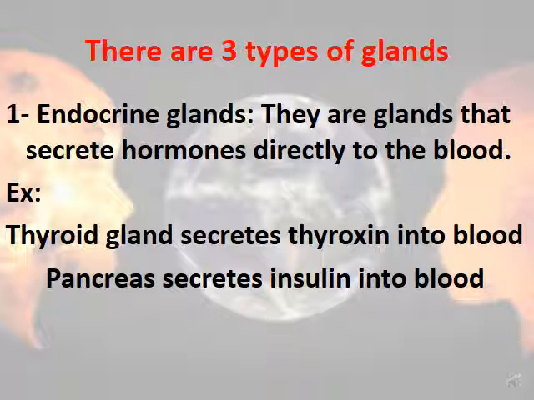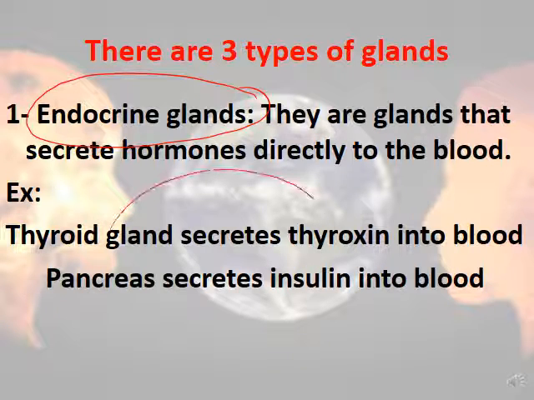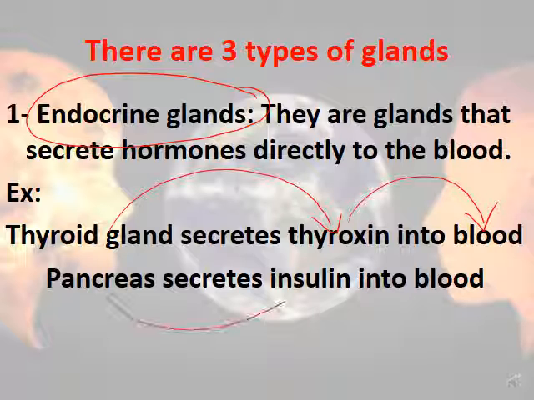We said that we have three types of glands. We have the endocrine glands. They are the glands that secrete hormones directly into the blood. The thyroid gland secretes thyroxine into the blood, while the pancreas secretes insulin into the blood.